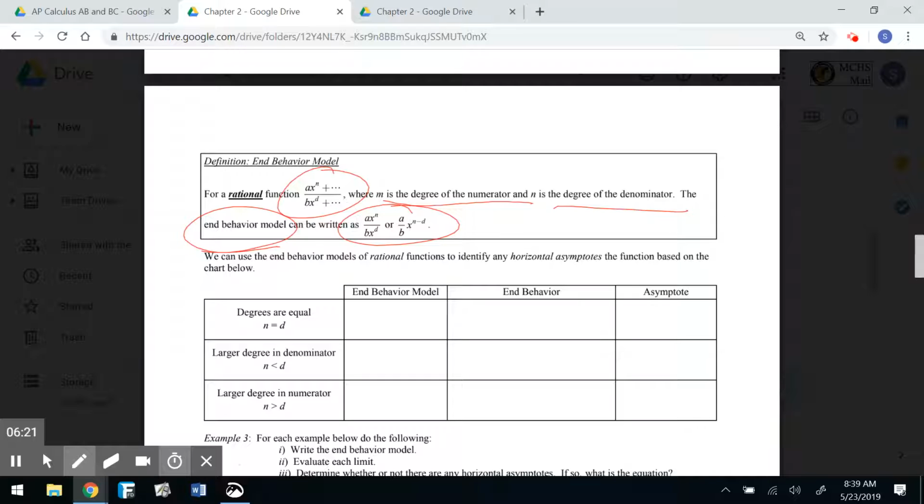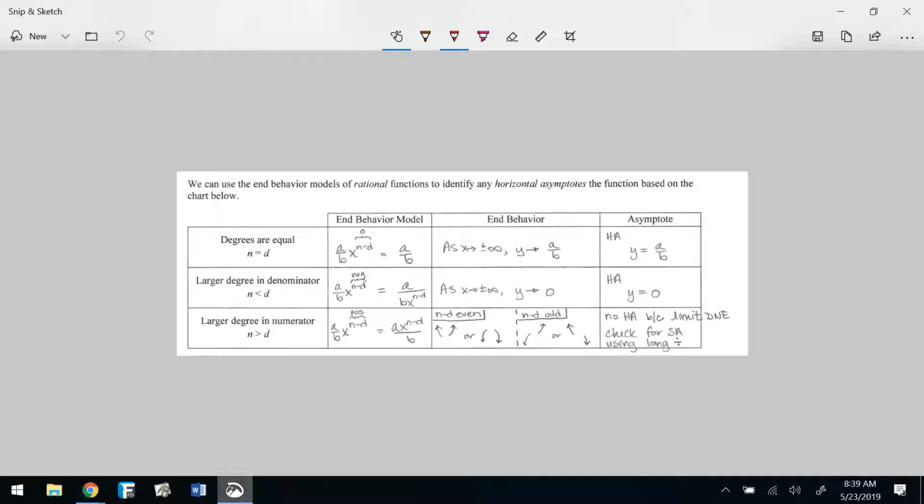Now I've got this page already filled out for you guys, so I'm going to hit our sweet secret button right here. I want you to go ahead and hit pause and fill out these notes as I talk about them. You probably remember these from your Algebra 2 days, your pre-calc days. If the degrees of a rational function are equal, let's say m is equal to n, then these would end up crossing each other out, and your end behavior model is simply a over b.